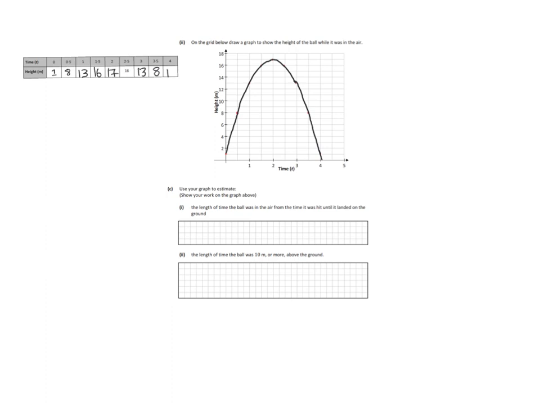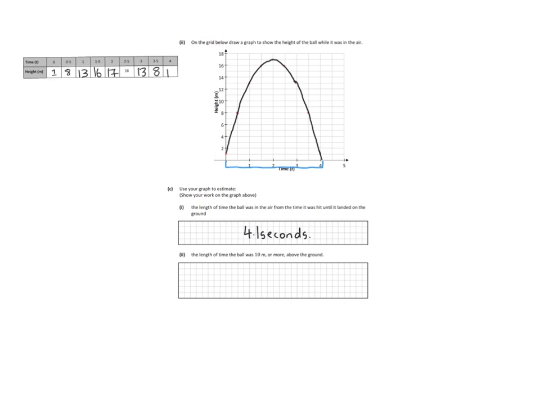Part C then says use your graph to estimate, and show your work on the graph above, the length of time that the ball was in the air from the time it was hit until the time it hit the ground. So for this one, it went into the air at time 0, and then it was in the air all the way up until time, I would say, approximately 4.1. So the length of time the ball was in the air was 4.1 seconds.